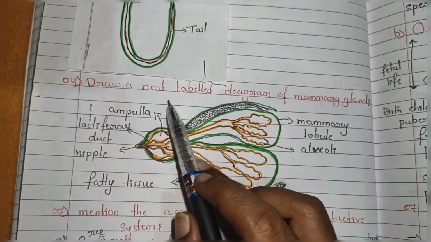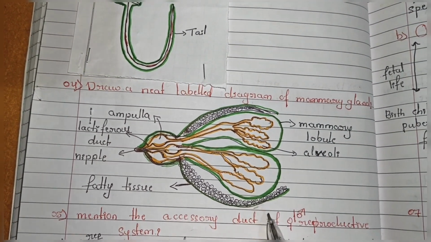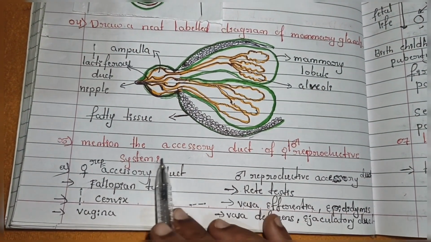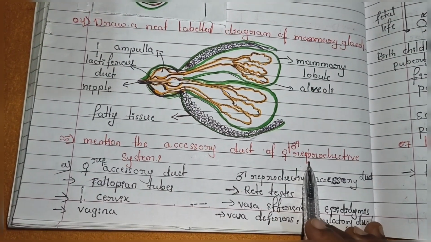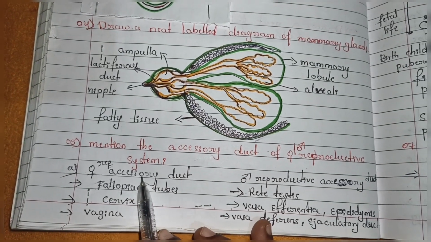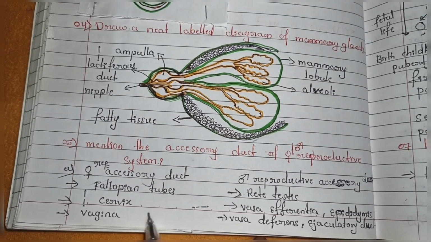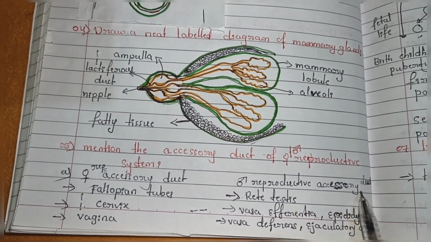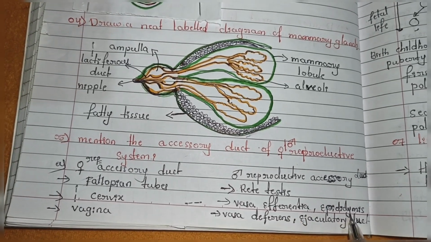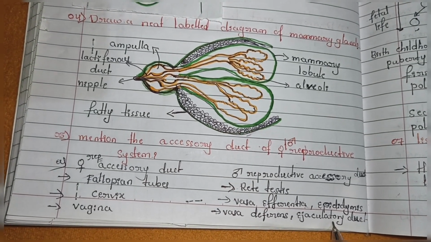The next question is: draw a neat labelled diagram of the mammary gland. You have to mention all the labelings. Next, mention the accessory ducts of the female and male reproductive systems. The female accessory ducts are the fallopian tube, cervix and vagina, and the male accessory ducts are rete testis, vasa efferentia, epididymis, vas deferens and ejaculatory duct.